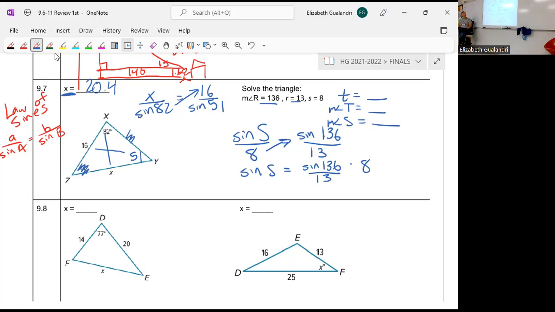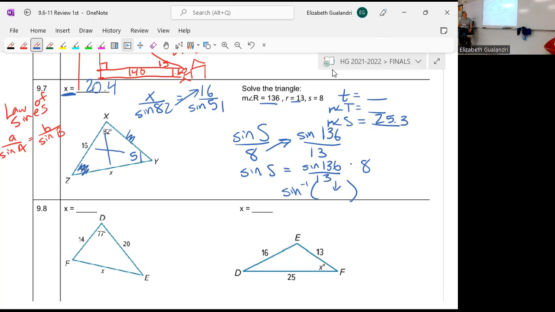And then to get rid of the sine, again, I did all this in my calculator. I had a decimal in my calculator, and I was like, okay, to get rid of sine, I take an inverse sine. So I took an inverse sine of whatever I had from all of that, and that gives you S. So your angle S in this case comes out to 25.3.